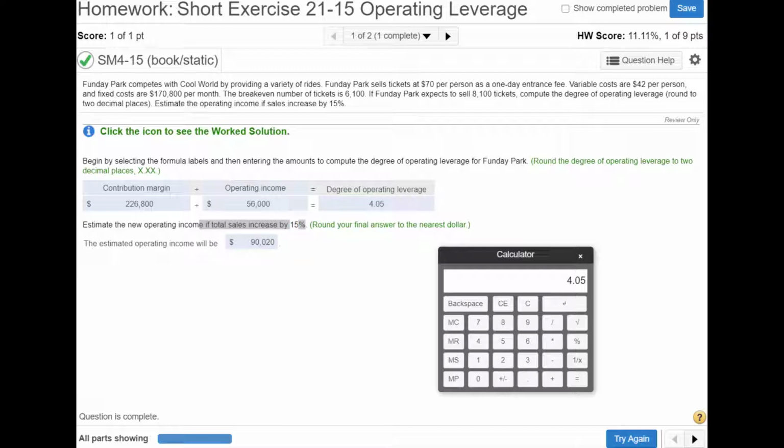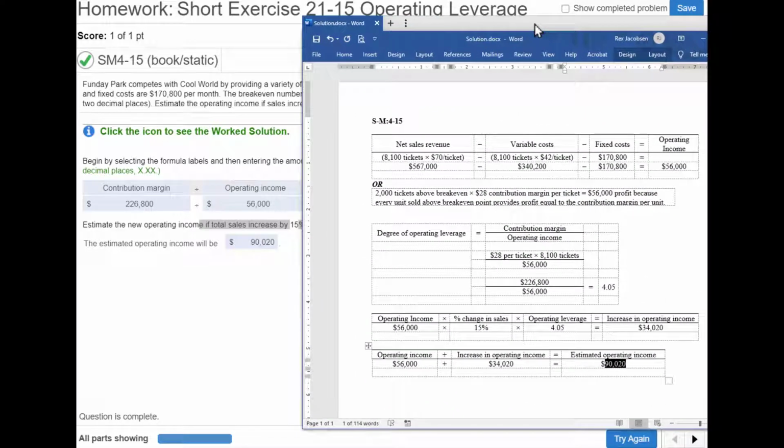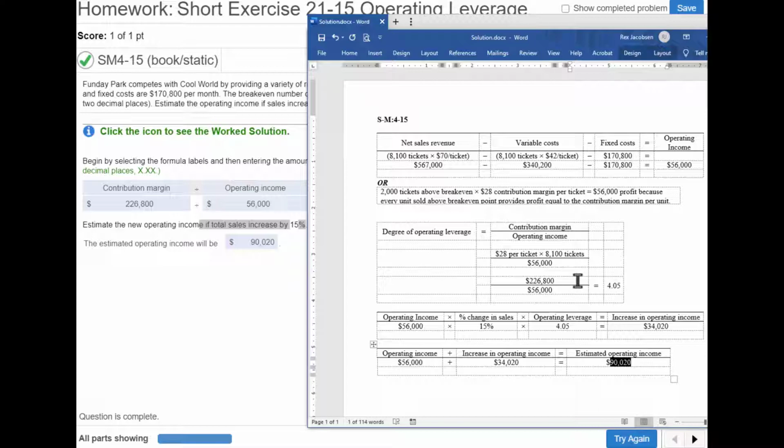That is our prediction of what will happen if sales increase by 15%. Business consultants make a lot of money using calculations like this. This is pretty powerful stuff. To summarize, you can tell the CEO that if sales increase by 15%, operating income increases $34,020, for an estimated operating income of $90,020. And then you can collect your big consulting paycheck. So that's it for this problem.